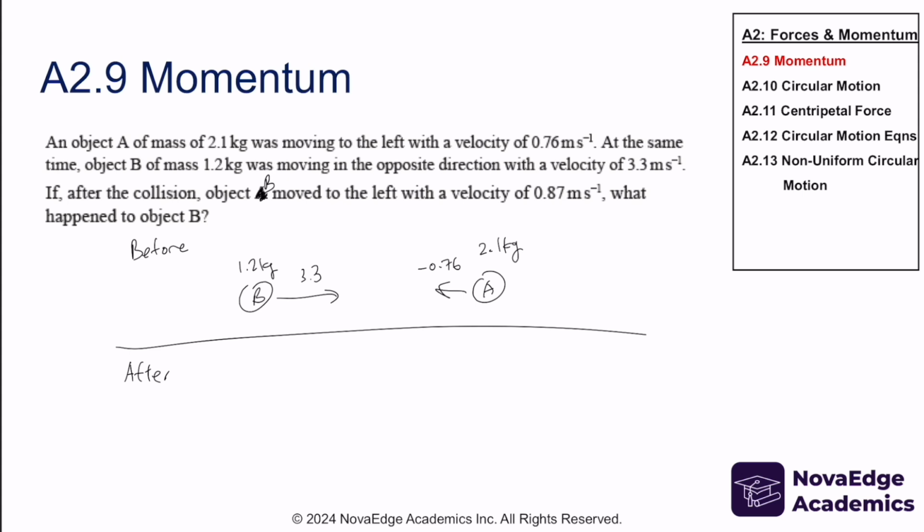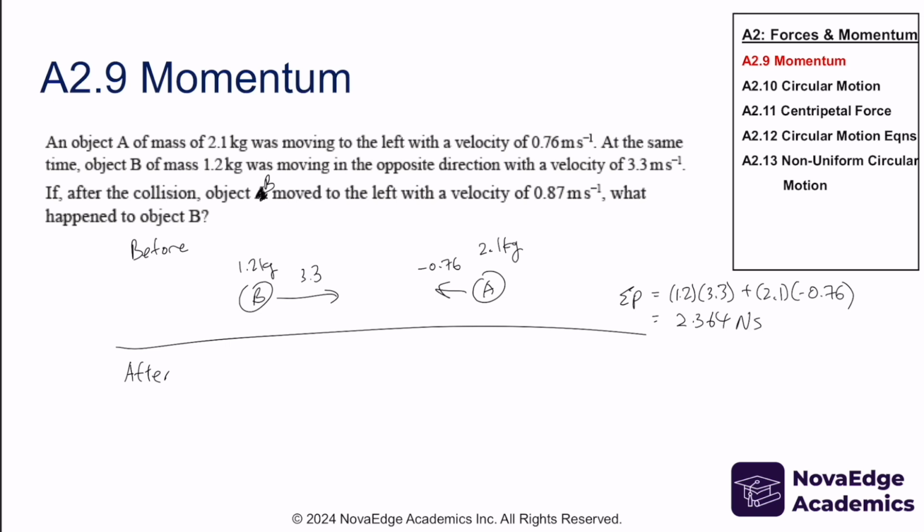Okay, so the total momentum of the system before colliding is equal to 1.2 times 3.3 plus 2.1 times negative 0.6. Now remember that momentum is a vector quantity, so the direction matters. So I need to keep that negative here. So I get the answer 2.364 newton seconds.